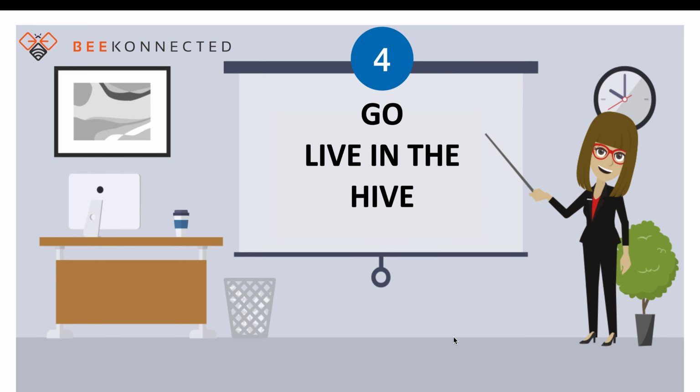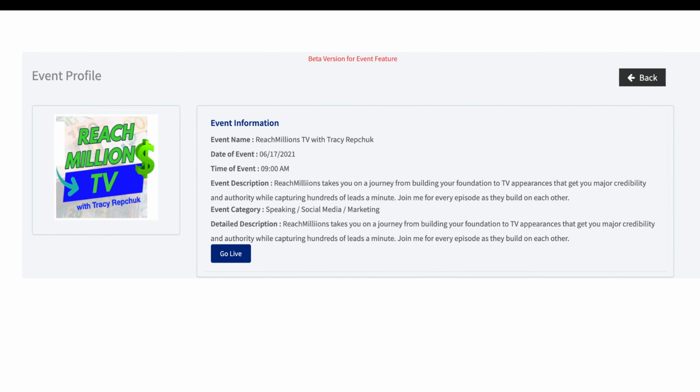Then last thing is to go live in the hive. I've got great news for you here. It is super simple. When it's your time to broadcast the show, I would recommend 5-10 minutes early, give people time to on-ramp, you simply go into the event and click go live. It takes you directly at that moment into what you're used to seeing, your Zoom background, and then you can chat like you normally do right there. Everything is the same that you're used to. It's just that you're broadcasting from the BeeKonnected platform.